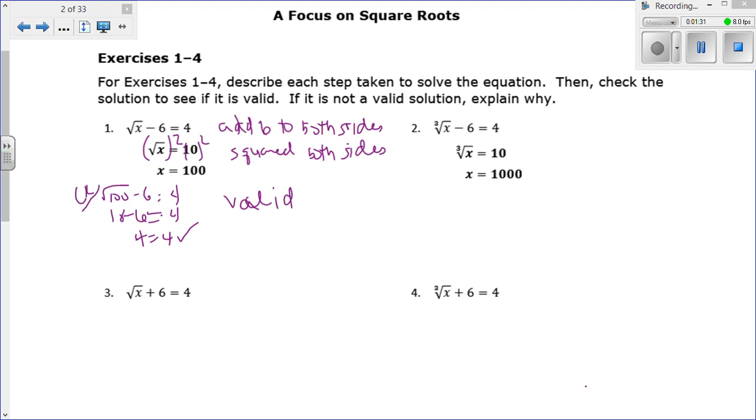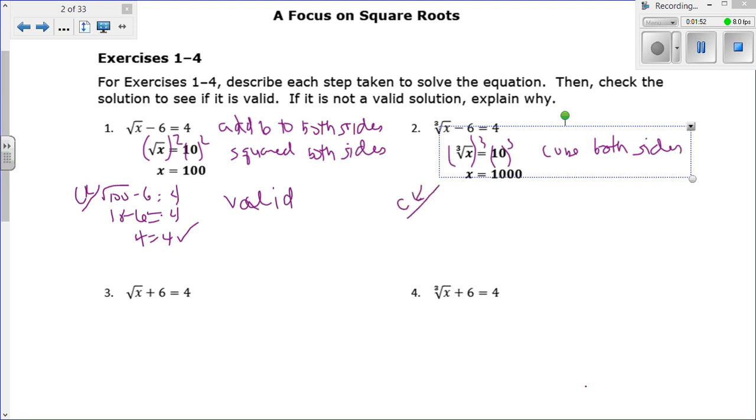For number 2, we added 6 to both sides, just like we did in the first problem. And then to get rid of a cube root, we have to cube both sides. And 10 cubed is 1,000. So we need to check.